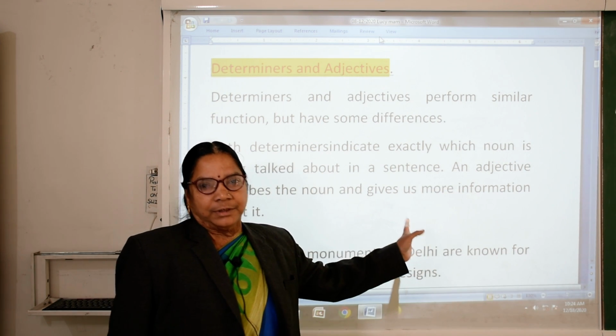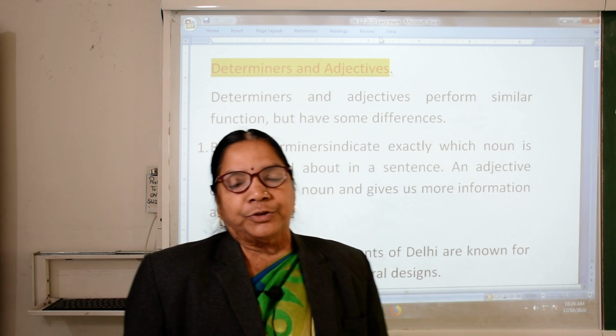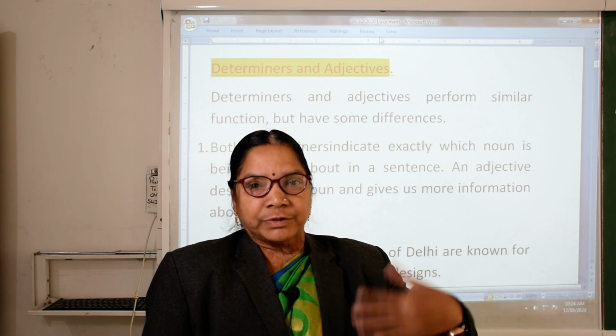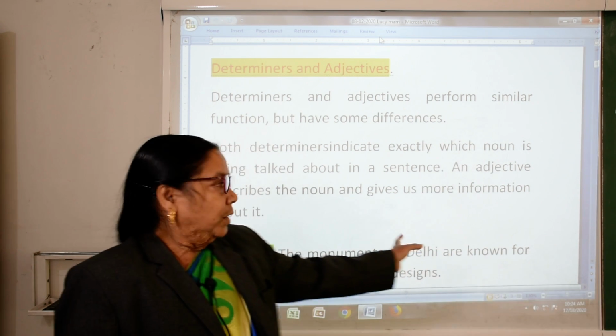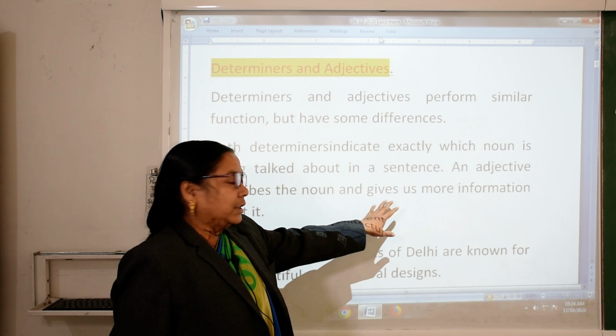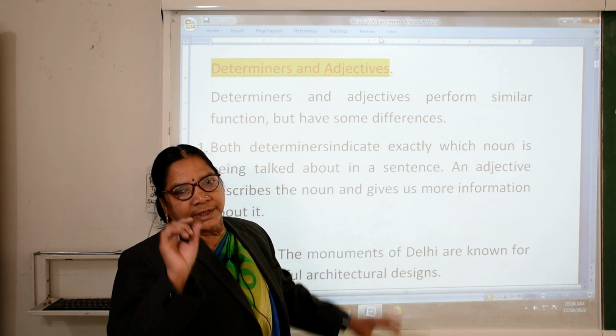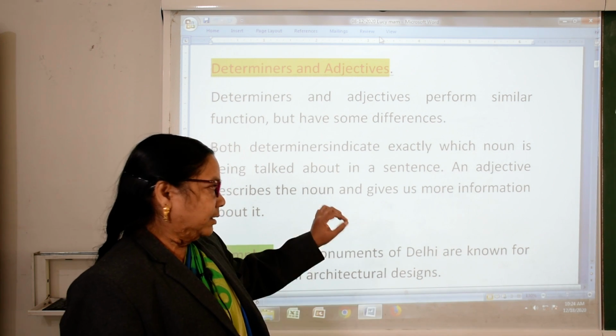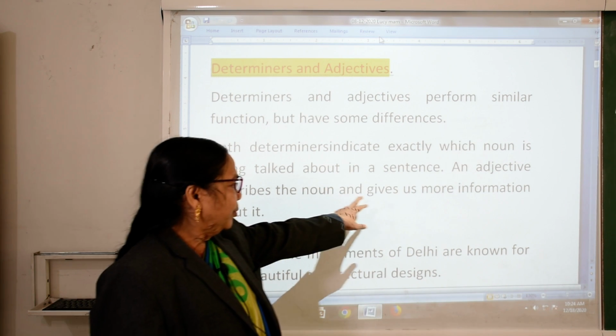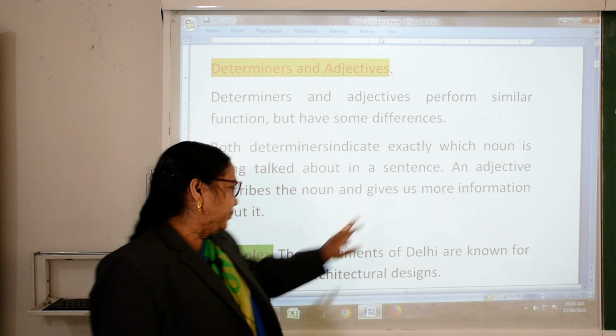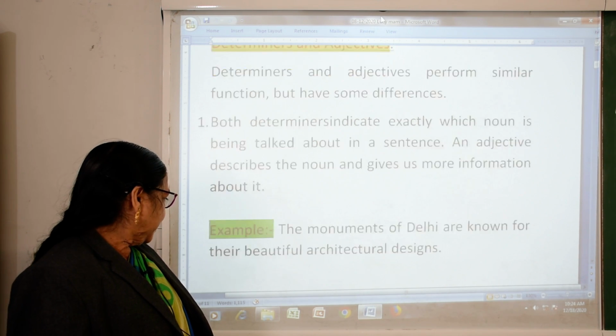We have studied adjectives in the last video. An adjective gives more information about the noun, but a determiner refers to exactly the same noun and does not give more information. This is the difference. Now we will see it with an example.